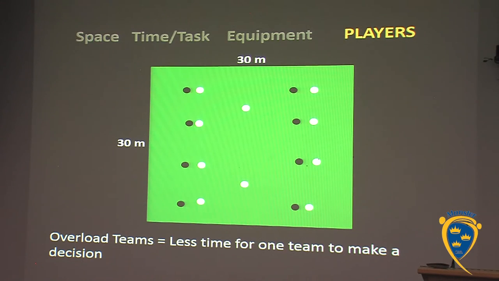But to make it harder, what about overloading the team in black? They play against 10 players. Now they have limited time to make a decision and execute a skill.